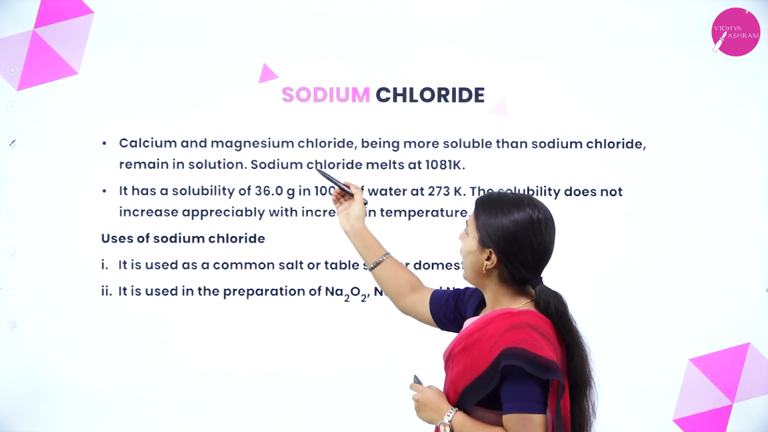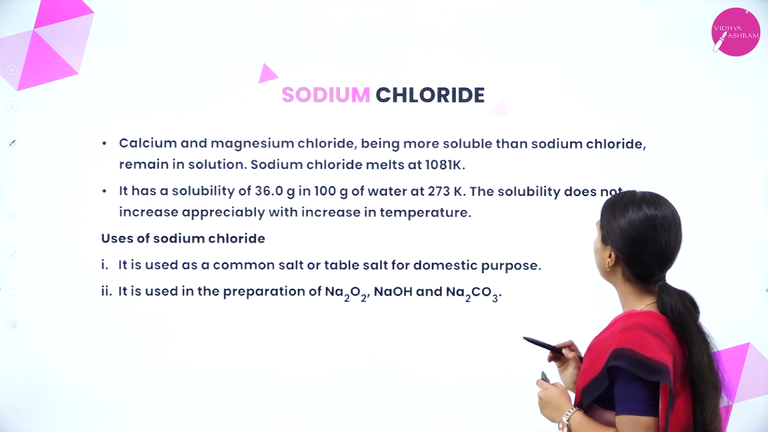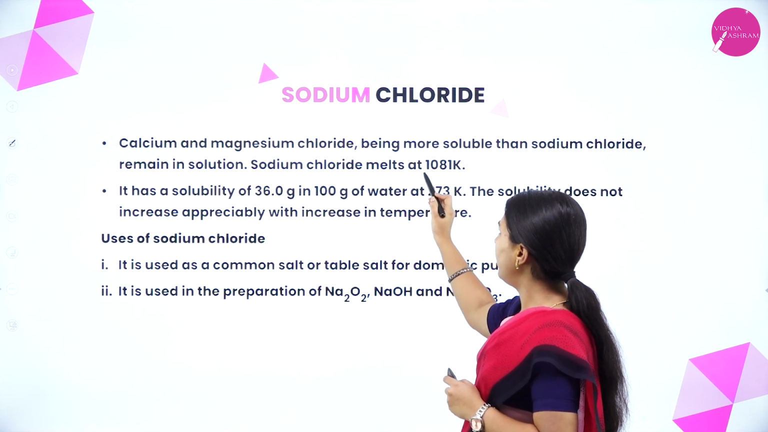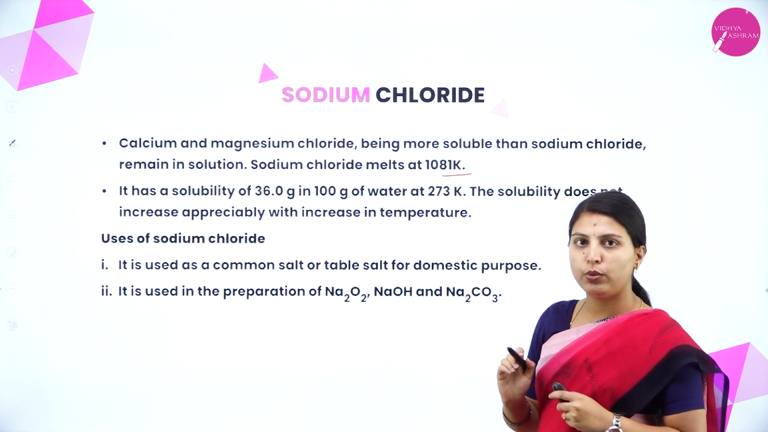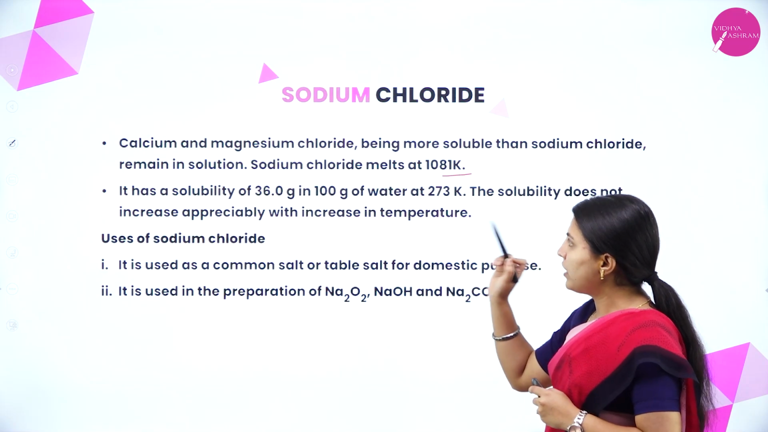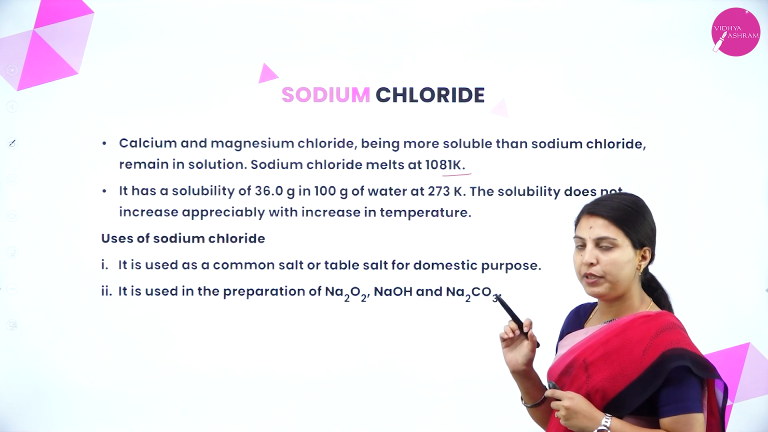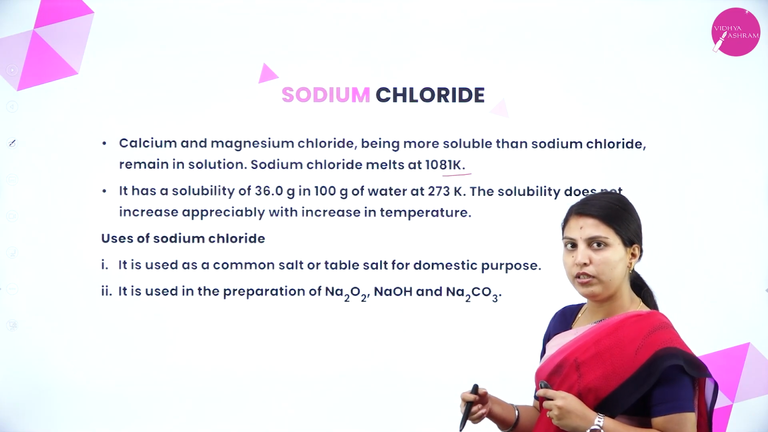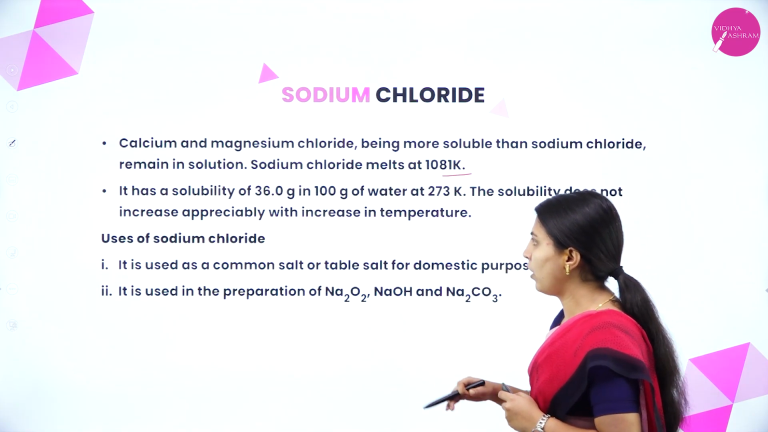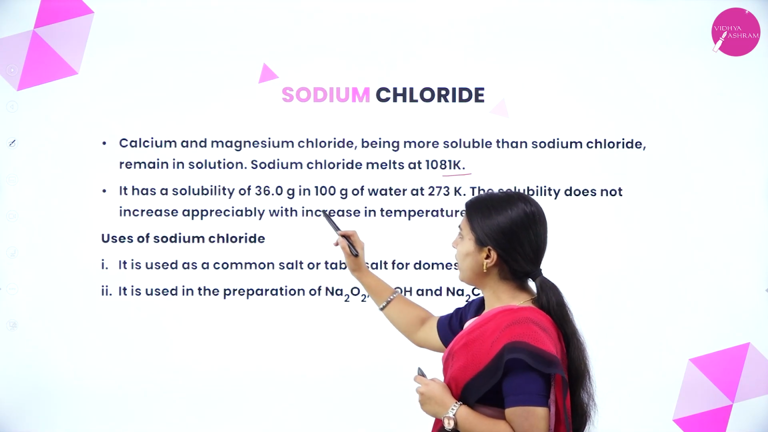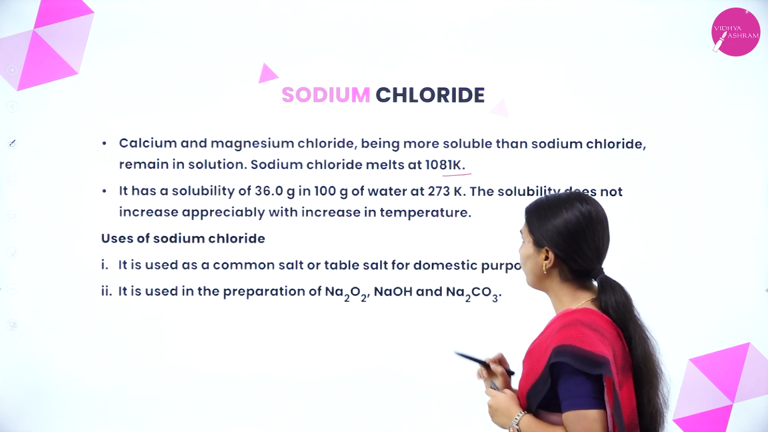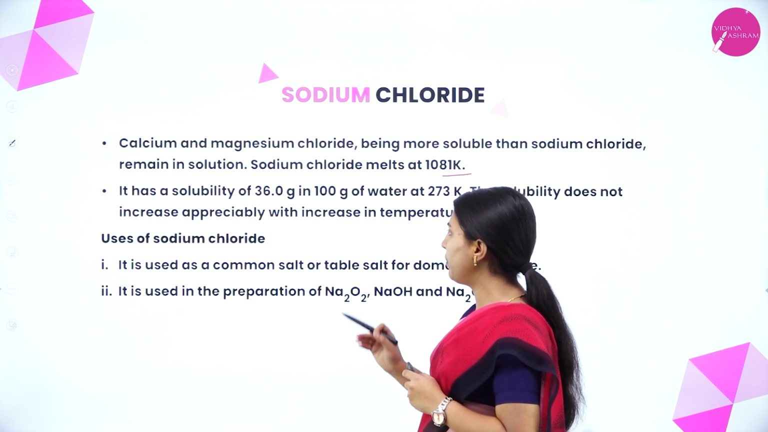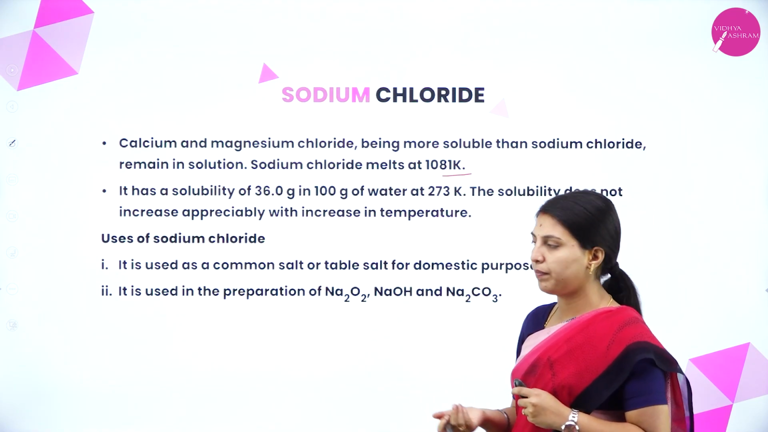Calcium and magnesium chloride, being more soluble than sodium chloride, remain in solution. Sodium chloride melts at 1081 Kelvin. Calcium and magnesium chloride being more soluble than sodium chloride, that's why they remain in solution, and the sodium chloride separates out. It has a solubility of 36 gram in 100 gram of water at 273 Kelvin; the solubility does not increase appreciably with increase in temperature.